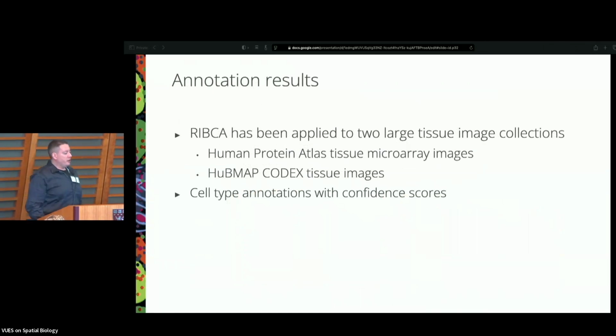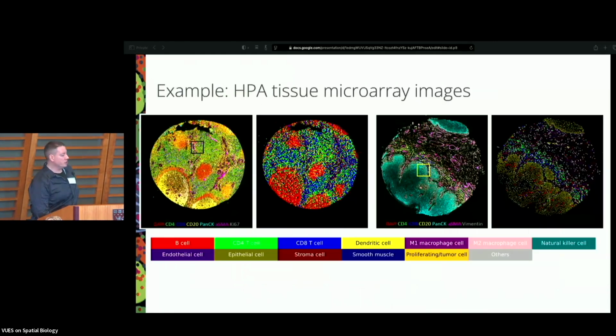And so we applied this to the HPA tissue microarray images, distinct from the training data, and HubMap CODEX tissue images in bulk. And this produces not only cell type annotations, but confidence scores. So these are cell type assignments from the HPA tissue microarray images. Different tissues show different localization of B cells, CD4 and CD8 T cells, and different anatomical structures.